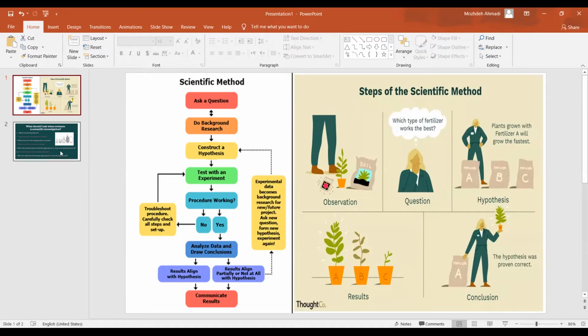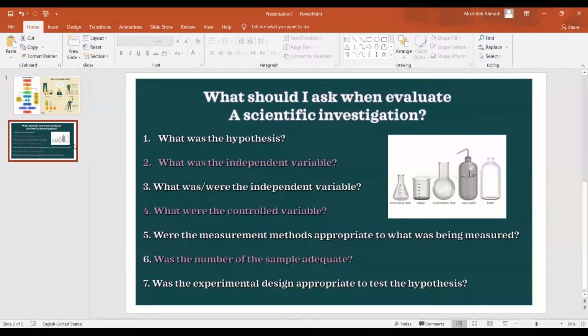Okay, let's go to the next slide. In this slide, I brought 7 questions that you should ask yourself when you want to evaluate a scientific investigation or an experiment. The first question should always be about the hypothesis. What was the hypothesis? You should always have a hypothesis in the experiment.